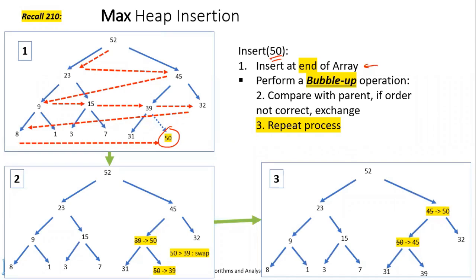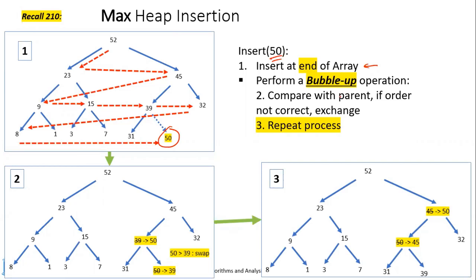If we insert 50, then essentially we insert at the end of the array. Okay, why is that? What is the logic behind doing the insertion at the end? Again, this is sort of a revision. Why not just insert it at the top and do something fancy with it? What is the advantage of doing an insertion at the bottom?